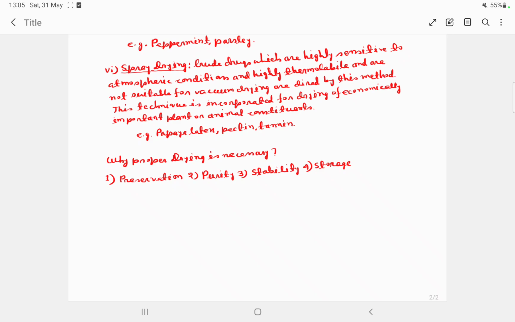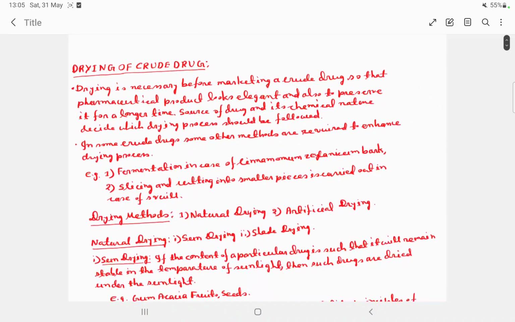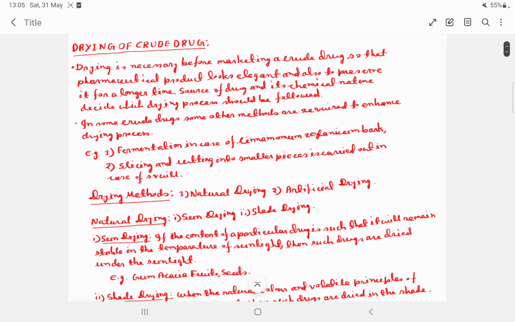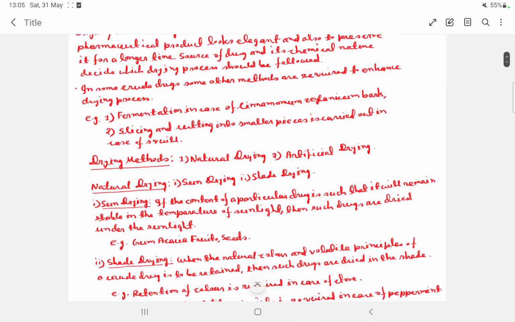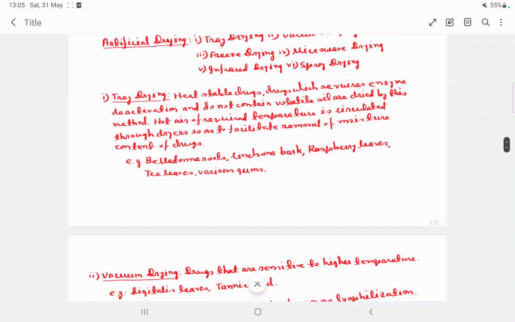Proper storage: proper drying allows for the long-term storage of crude drugs, and these drugs can be used in pharmaceutical production and also in herbal medicine later on. So, drying of crude drugs is a necessary process for ensuring their purity, preservation, stability and storage. And there are different processes by which we can dry crude drugs, like the natural drying process and the artificial drying process.